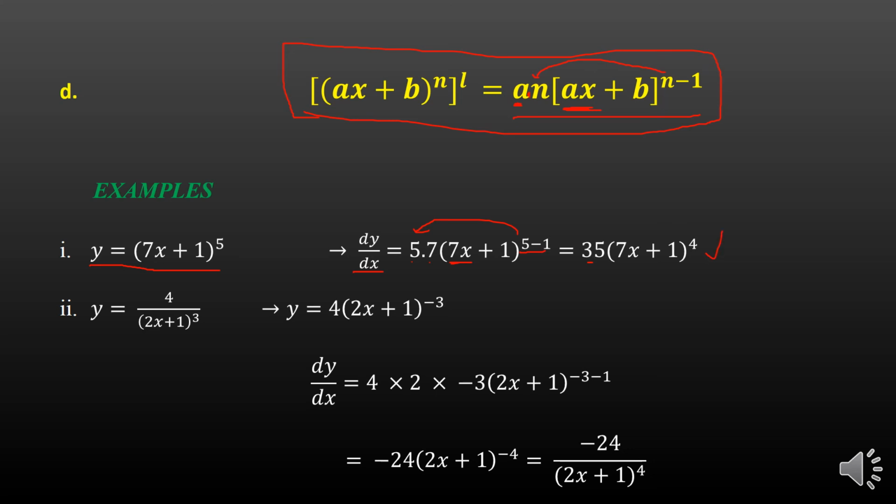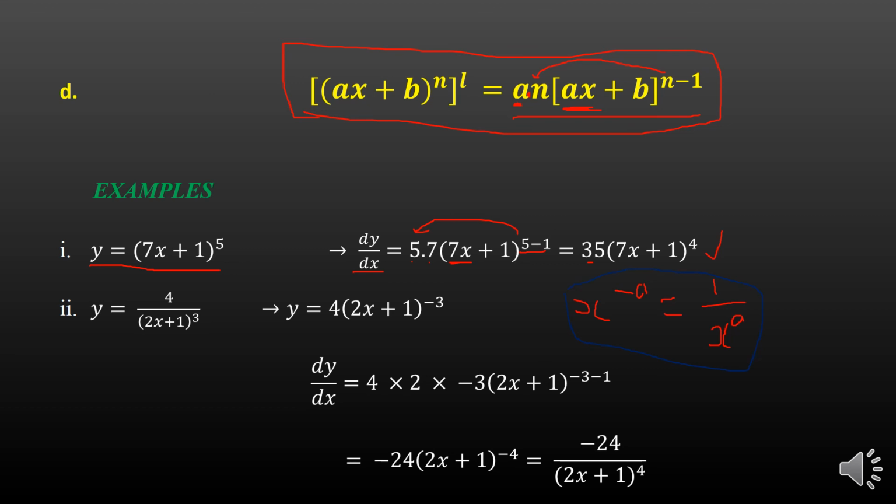And the last one is y equals 4 over (2x plus 1) to the power 3. So we want to rewrite that function, remember, using the laws of indices, that is law number 4, which deals with negative powers. So we simply say y equals, take that (2x plus 1) to the power 3 to the top, so it becomes 4 (2x plus 1) to the power minus 3.